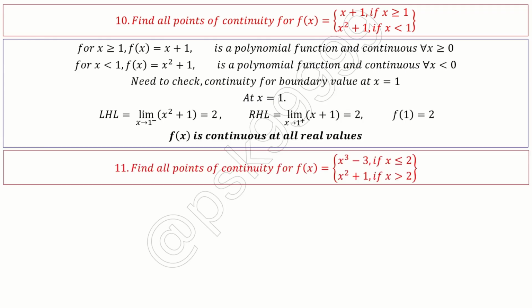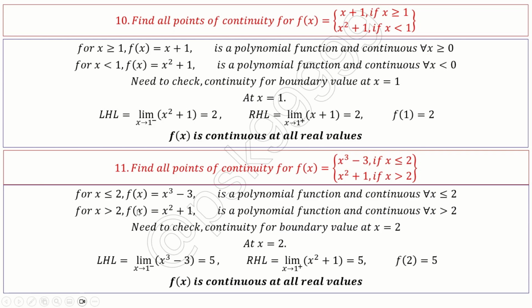Next. Similar to the above one, you need to check the point of contention at x equal to 2. That's it. Rest all we know are already continuous because both are polynomials. X cube minus 3 and x square plus 1 both are polynomials, so they are continuous. Point of contention is x equal to 2. You check at x equal to 2. LHL is 5, RHL is 5, f of 2 is also 5, so it is continuous at all real values. Next.